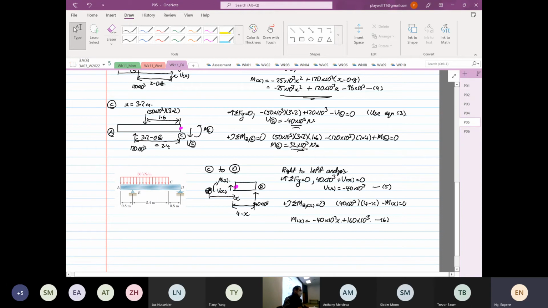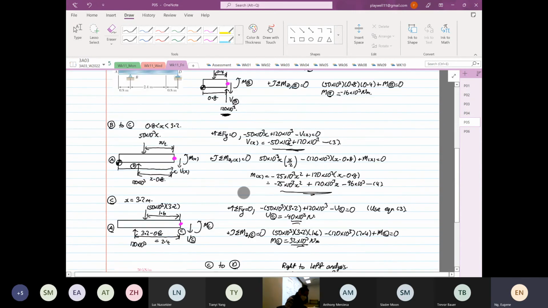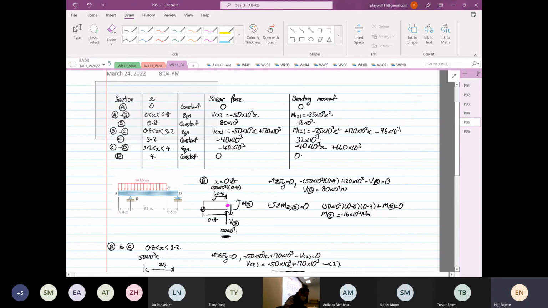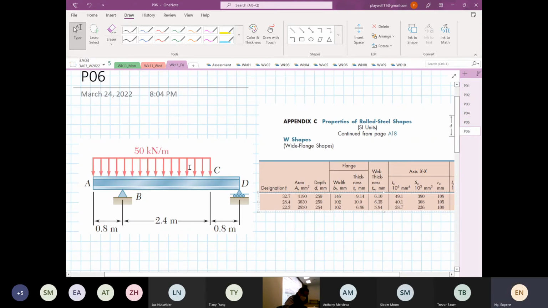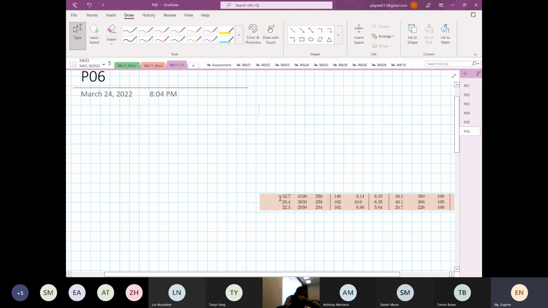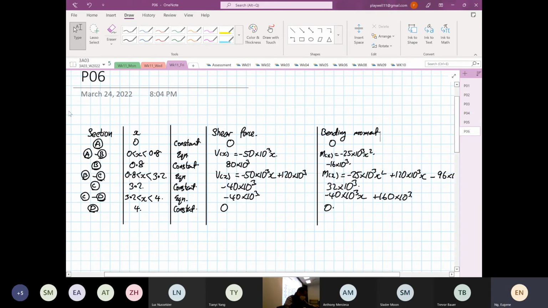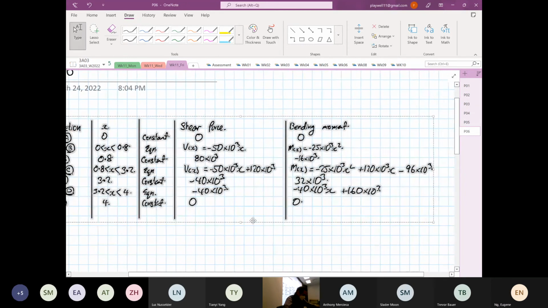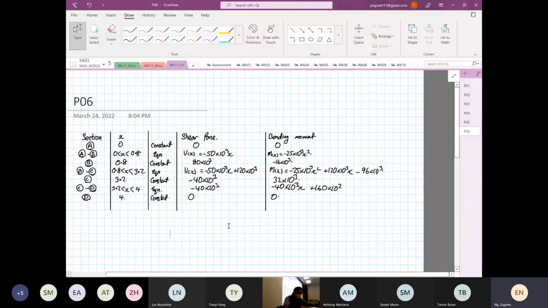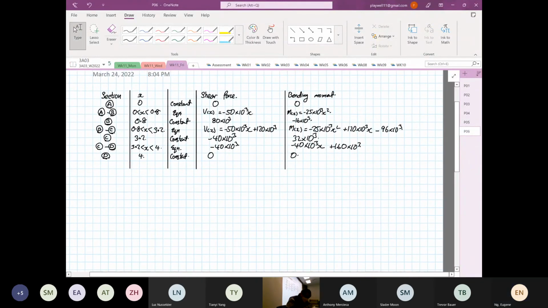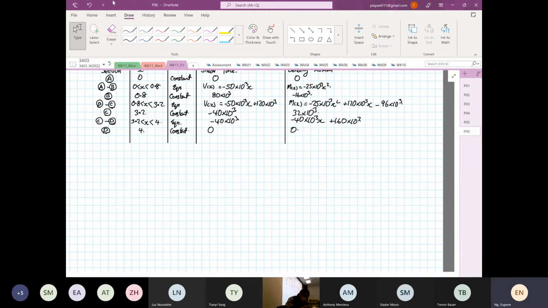As I said, this is a recall for those of you who did your shear force and bending moment quite a while ago. Then we do our sketch of our shear force and bending moment equation. I'm going to take the whole thing and paste it. Okay, so using the equations, we are going to sketch our shear force. This is the scale that I'm going to use.